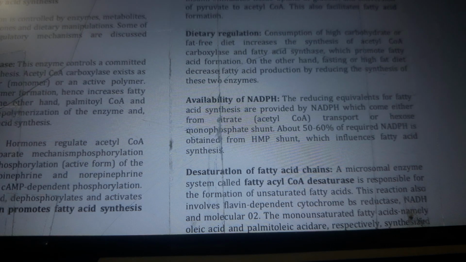Dietary regulation. Consumption of high carbohydrate or fat-free diet increases the synthesis of acetyl-CoA carboxylase and fatty acid synthase, which promote fatty acid formation. On the other hand, fasting or high-fat diet decreases fatty acid production by reducing the synthesis of these two enzymes.